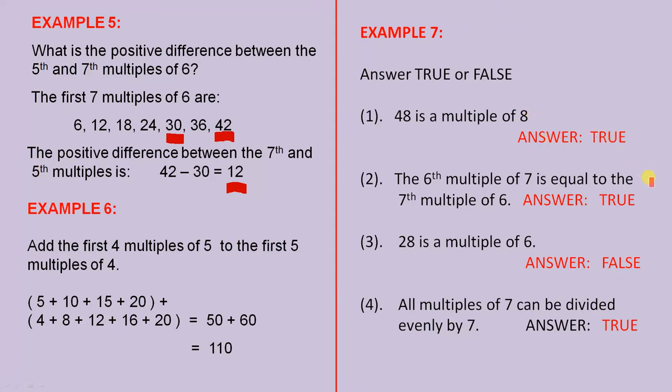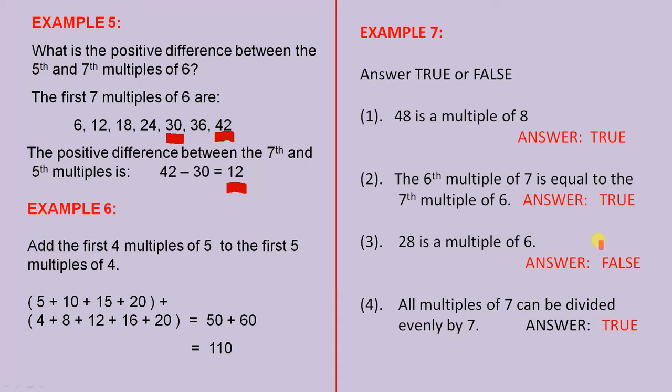The 6th multiple of 7 is equal to the 7th multiple of 6. 7 6s are 42. 6 sevens are 42. They're both equal, so the answer's true.